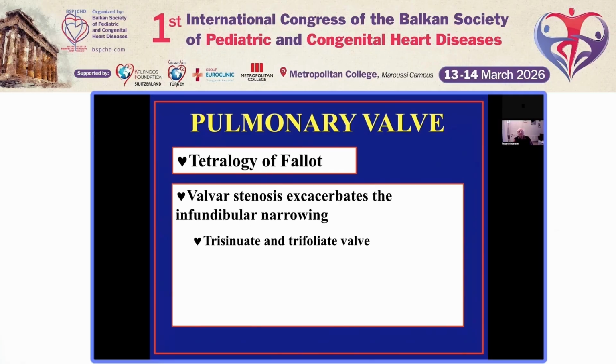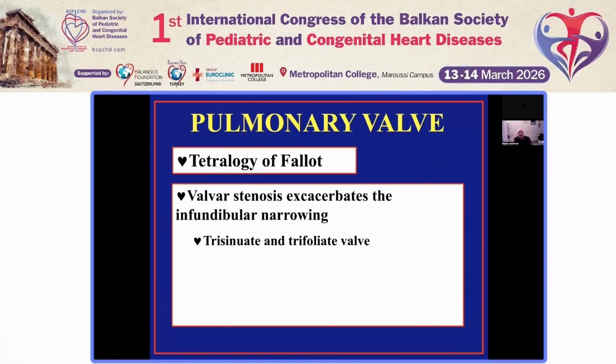But of course, the pulmonary valve is likely to be abnormal in other situations. So I'm going to concentrate now on two particular arrangements. First of all, tetralogy, and then transposition. In tetralogy of Fallot, valvar stenosis makes the infundibular narrowing even worse.